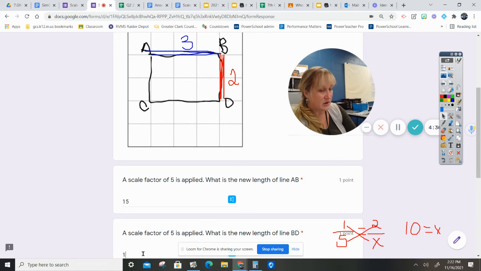We may have done this already back at the table, but you're just applying that scale factor to it. So the scale factor is 5. 5 means it's getting bigger. If it's a fraction, it's getting smaller. But I have to pay attention to what the lines are.